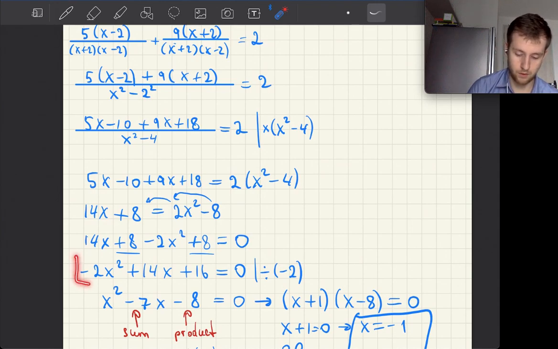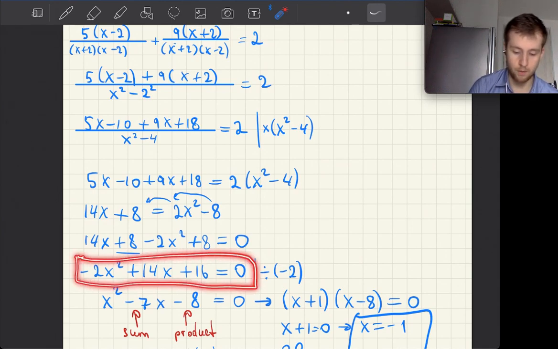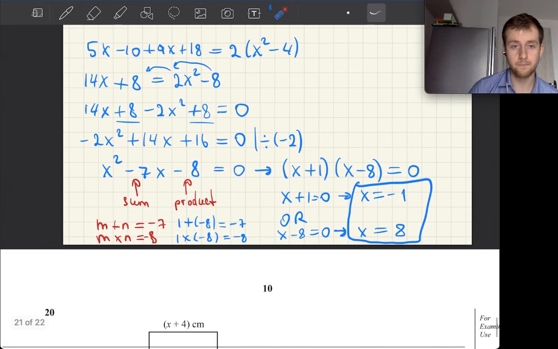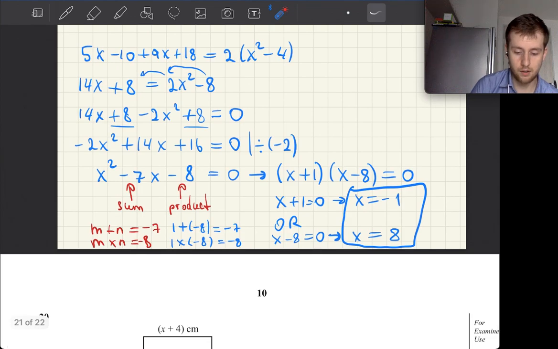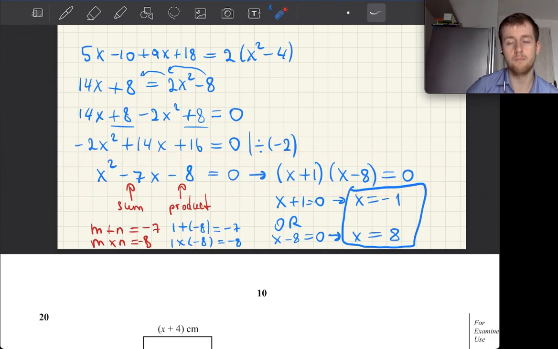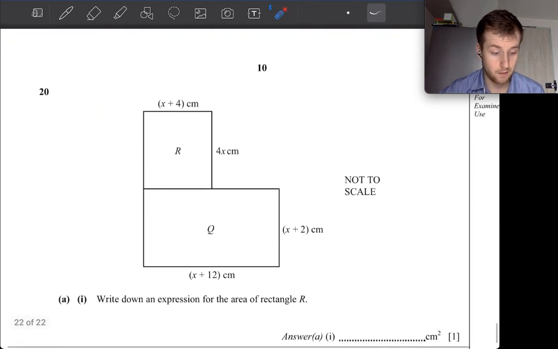Now finally we arrive at a normal quadratic equation, and I noticed that we can simplify it a bit more by dividing everything by minus 2. So all three of these can be divided by minus 2, and then we get this, factorize it, and that's it. That's the solution. Okay, next one is kind of a big question, I would say, from a past paper.